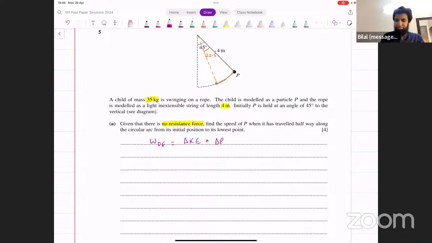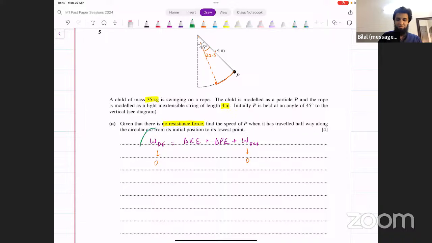Now, in this case, since they're saying there is no resistance force, and there's no driving force as well. There's no one who's pushing the child, right? He's just released from rest, right? That's what it says. Let me see. Doesn't say anything like that. Yeah, so initially P is held at an angle of 45 degrees to the vertical, and then he is released from there.